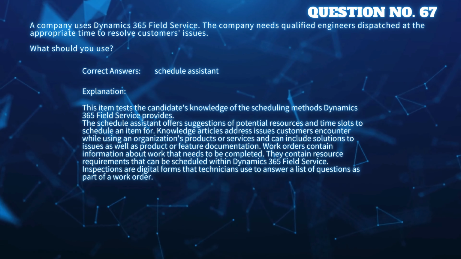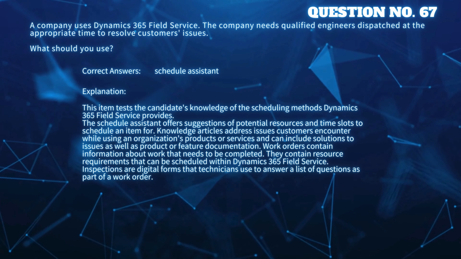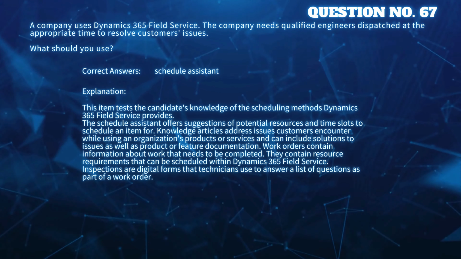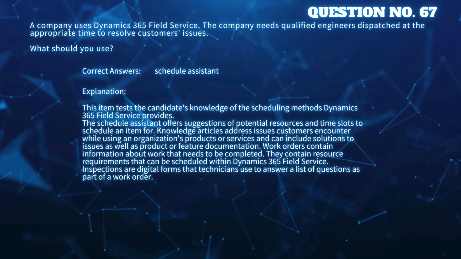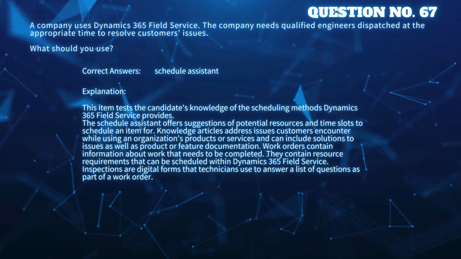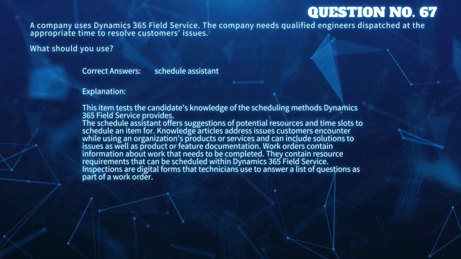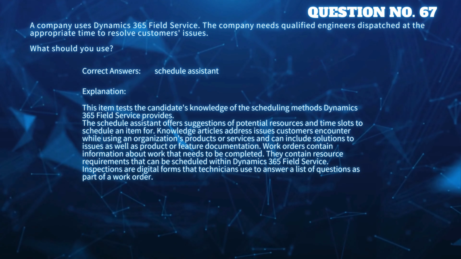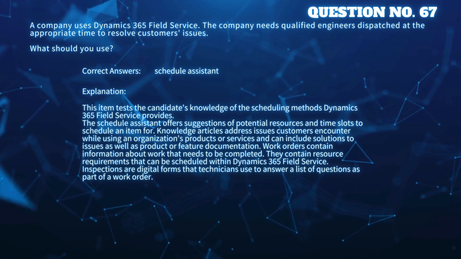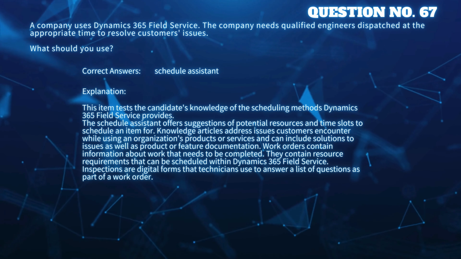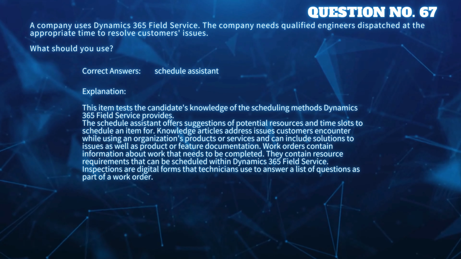Explanation: this item tests the candidate's knowledge of the scheduling methods Dynamics 365 Field Service provides. The schedule assistant offers suggestions of potential resources and time slots to schedule an item for. Knowledge articles address issues customers encounter while using an organization's products or services and can include solutions to issues as well as product or feature documentation. Work orders contain information about work that needs to be completed. They contain resource requirements that can be scheduled within Dynamics 365 Field Service. Inspections are digital forms that technicians use to answer a list of questions as part of a work order.